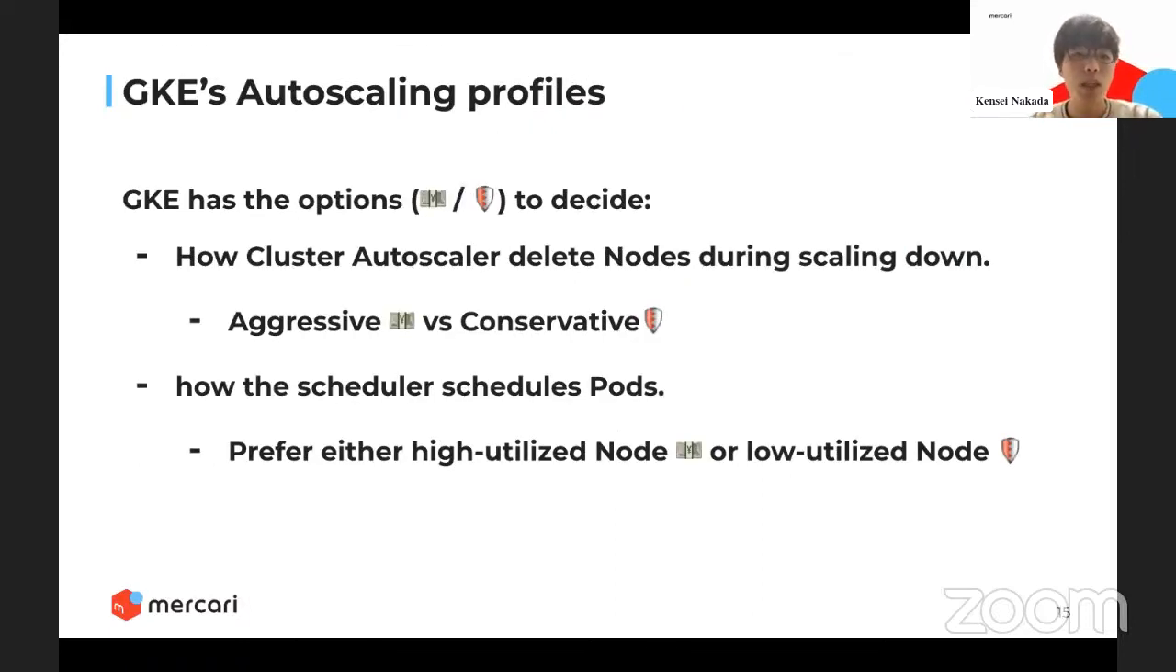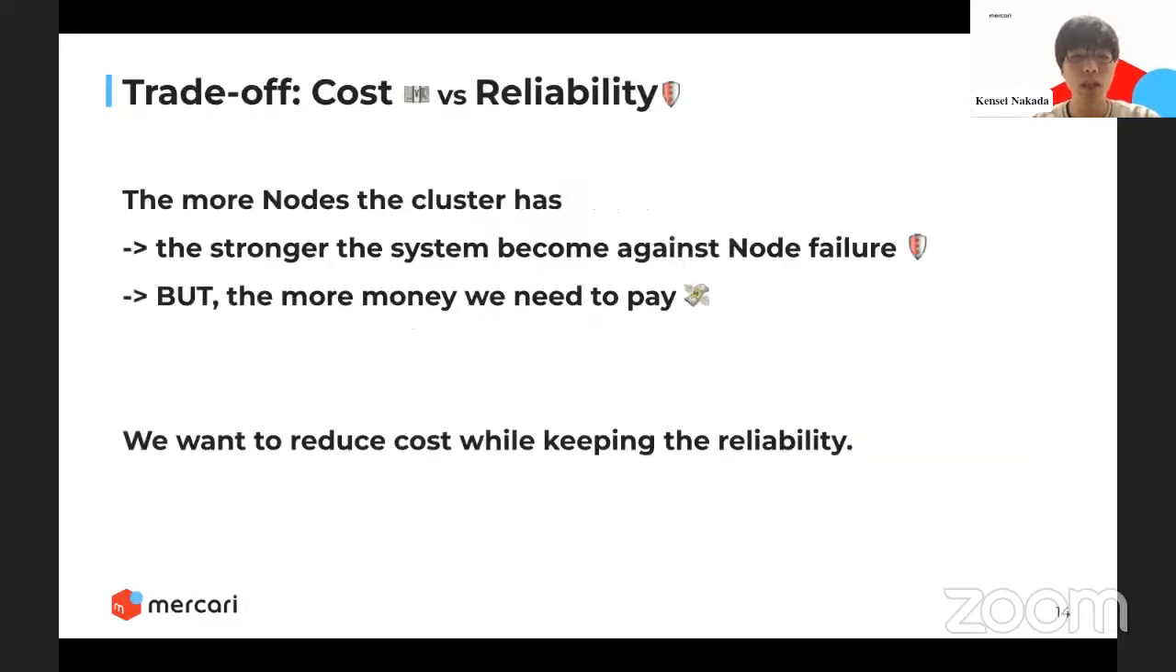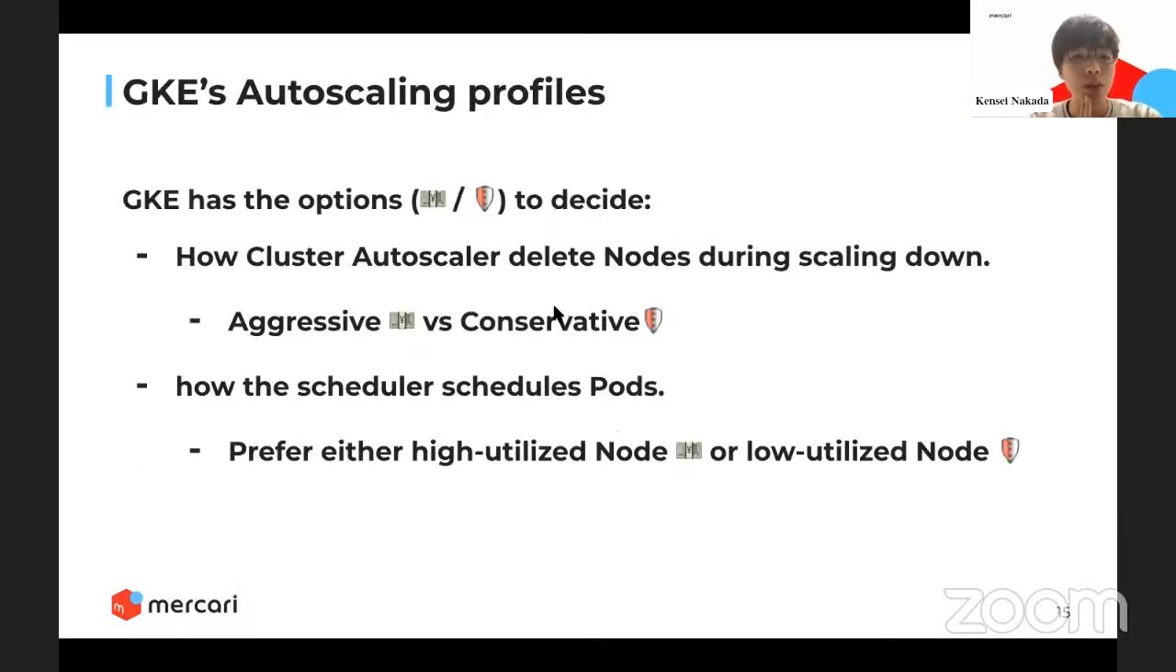So GKE provides options to decide which way the customer goes. That option decides the behaviors of the cluster autoscaler and the scheduler. First, how the cluster autoscaler deletes nodes during scaling down. If we think more about money, we need to delete nodes more aggressively. But if we go with the reliability way, then we need to keep nodes to some extent to keep the reliability.